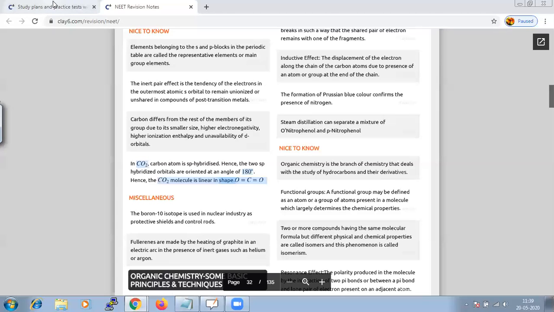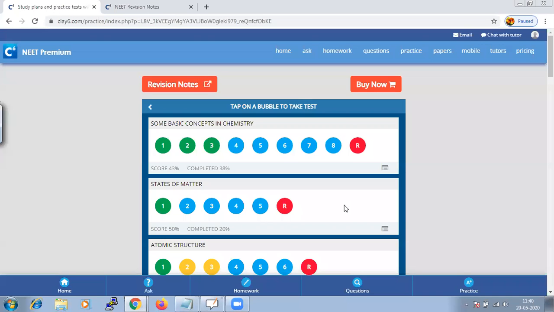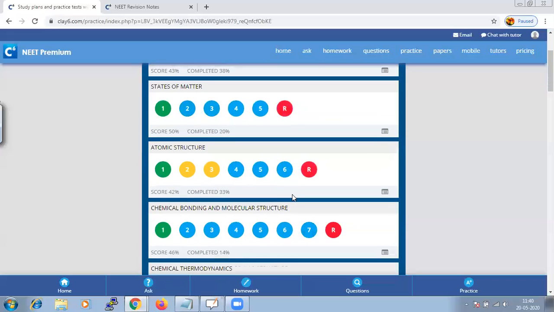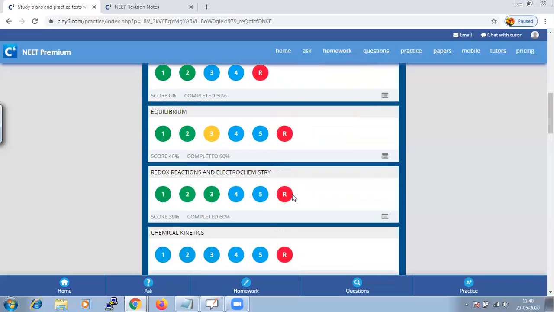Let us try taking a test from p-block elements. When you go to the chapter-wise test, you will see that tests are assigned in bubble form, and each bubble represents a test. A green bubble means the test is already taken. A blue bubble indicates that it is yet to be taken, and R is a random test which you can click if you need any additional practice. So let us try taking a test from the chapter p-block elements.